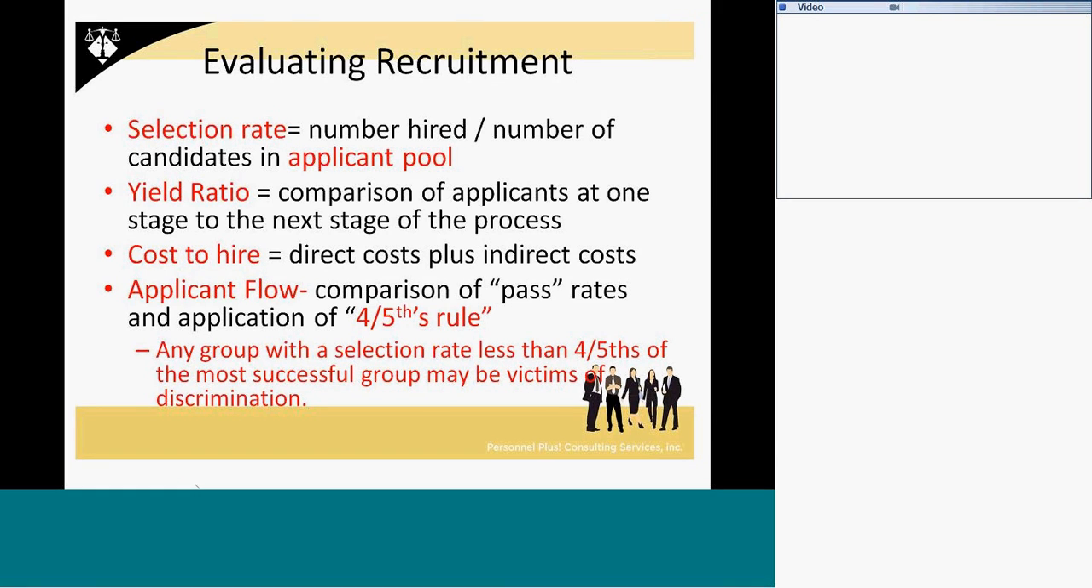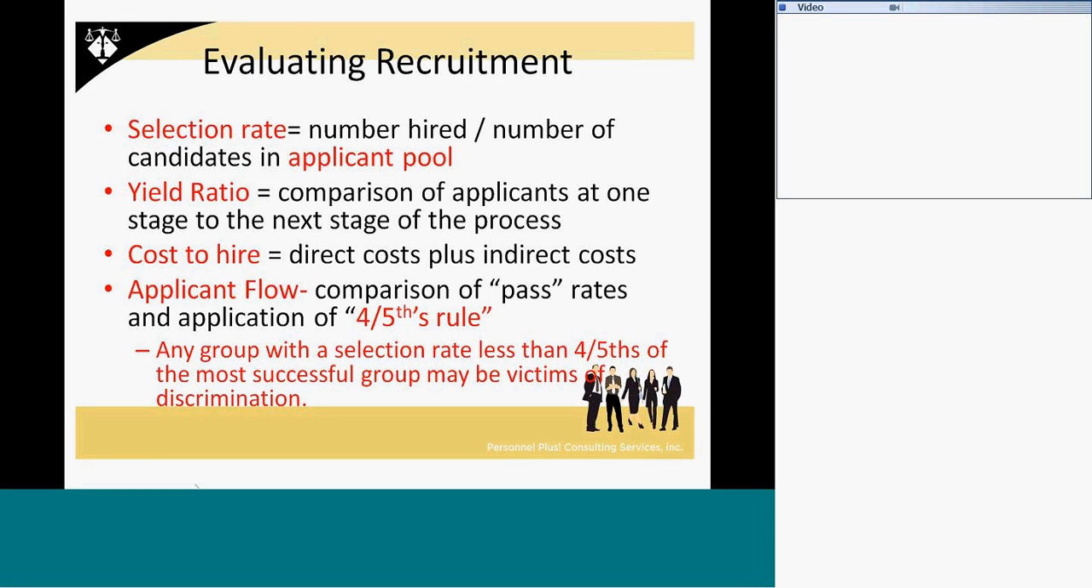The cost to hire is used a lot, particularly by entrepreneurs and CFOs. You look at the direct cost, which is what it costs me to put the job on Monster, what did it cost me to put an ad in the newspaper, plus the indirect costs, which might be like supervisory time, training time, those sorts of things.